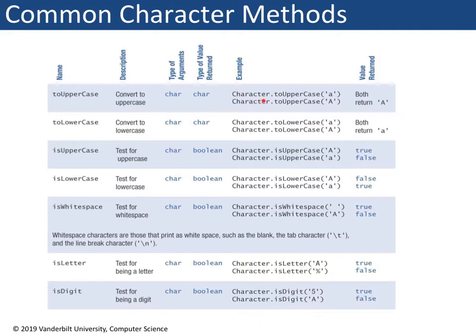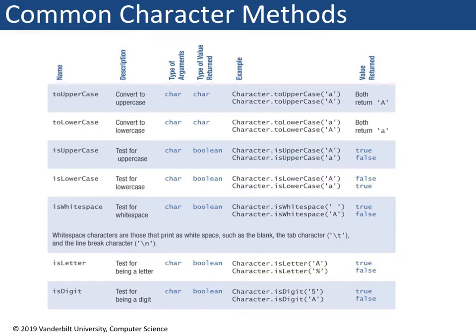So Character, which is the class name, dot toUpperCase, but here's the difference. We have to provide a parameter, and that parameter is the char that we wish to convert to uppercase. So both of the calls that we see here would return uppercase A, a character uppercase A. toLowerCase is the exact opposite. It's going to return lowercase a in both situations.